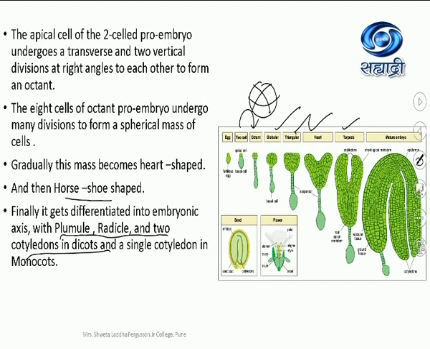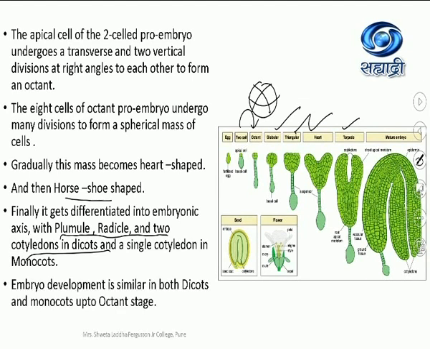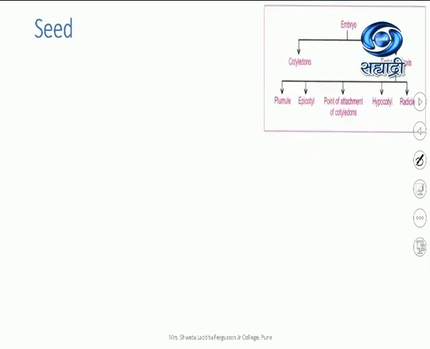So this is how embryo development occurs. I hope it is clear to you. Now, embryo development, I told you it is similar till octant stage. Now let us see about seed. Any seed consists of cotyledons, the embryo part I am talking about, not the endosperm. The embryo part consists of cotyledons and the embryonic axis.